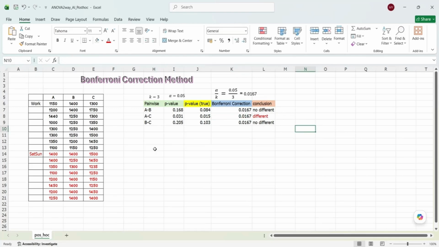Then by multiple comparison, the finding was A is different from C, but C and B are not different, so A is different from the others. This is the conclusion by using the Bonferroni correction method and by using the Microsoft Excel formula.